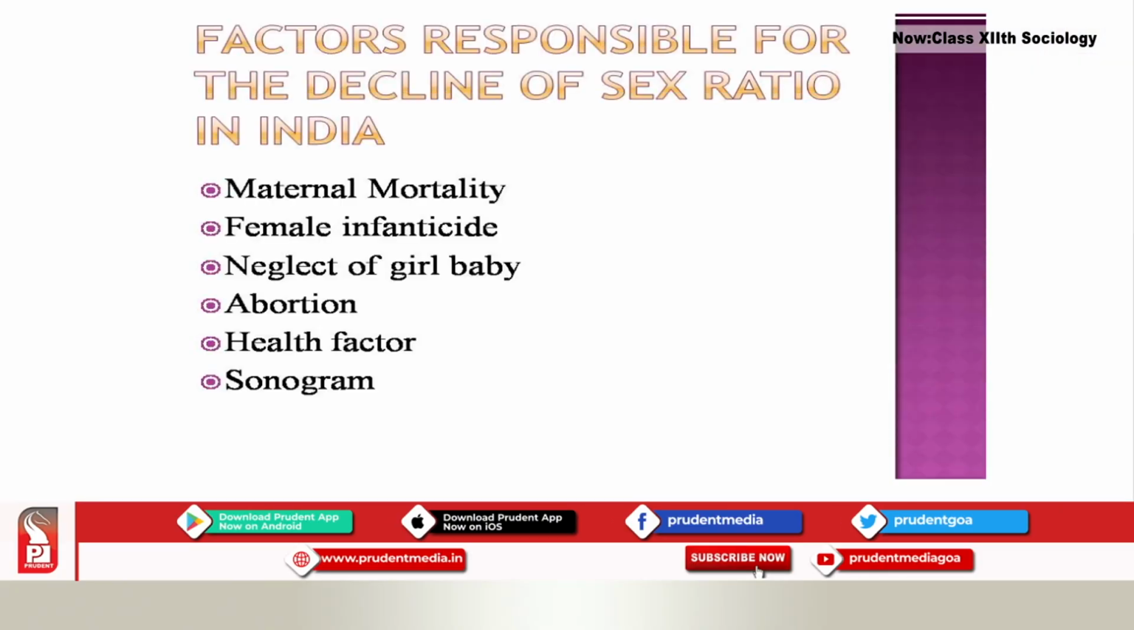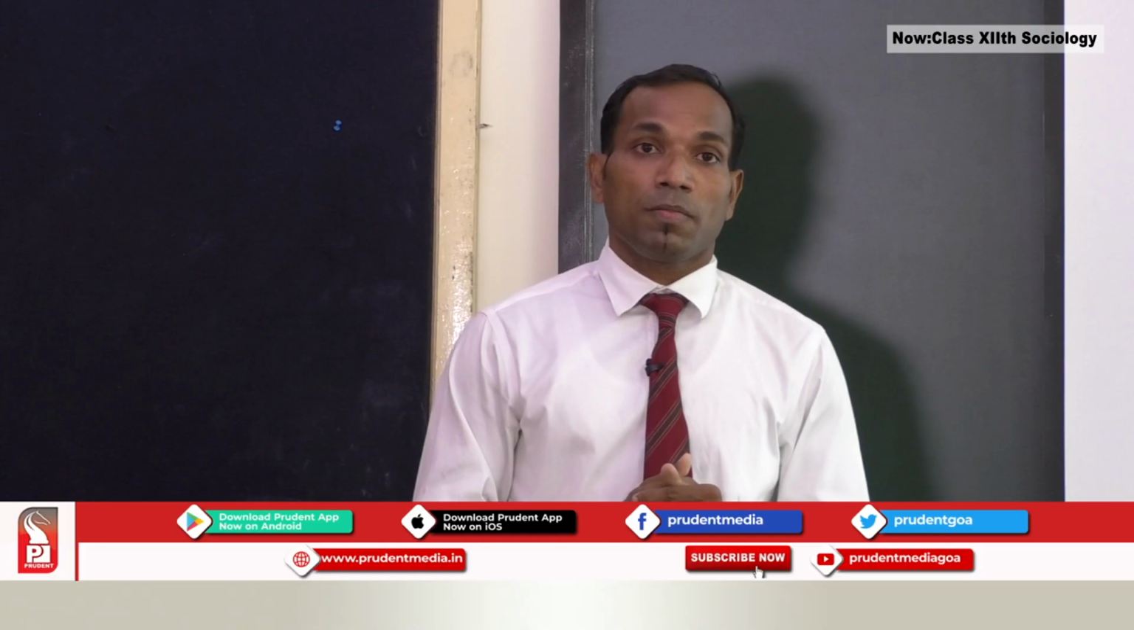Thirdly, we have neglect of the girl baby. This is also one of the important reasons why the sex ratio is coming down. Neglect of the girl child in infancy also leads the sex ratio to come down. The practice of the dowry system, where parents have to pay a large amount of dowry to marry their daughters. But the poor family, they were not able to afford it and they used to neglect the girl child. There was a death or there was a killing of the girl child.